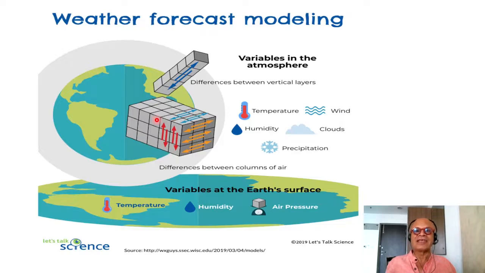Because they are very nonlinear, we cannot have an analytical solution for them. We cannot just integrate them by hand, so we need computers to discretize the globe into these grids, as we call them, horizontal and vertical grids, and the ocean is prescribed, as we said. So variables at the surface include temperature, humidity, air pressure, and so on. Okay, so this is a weather forecast model.